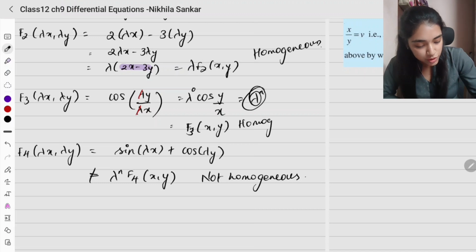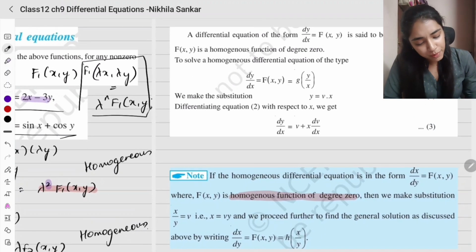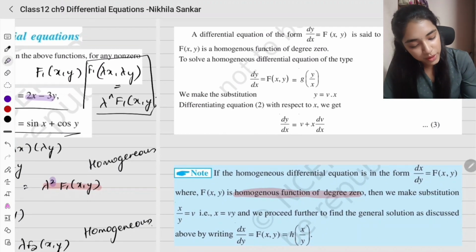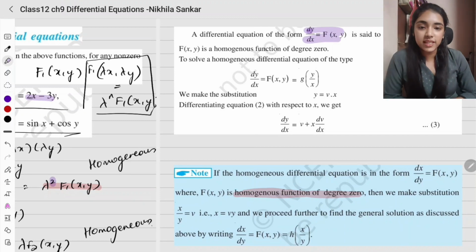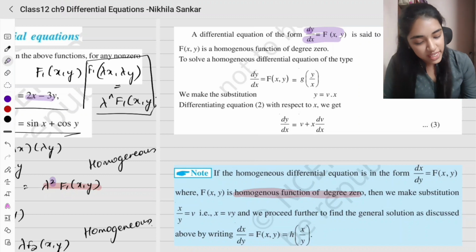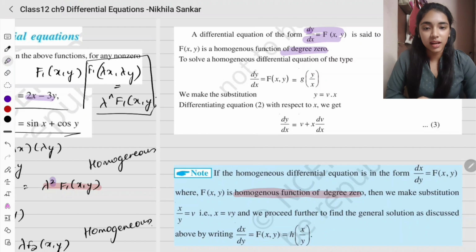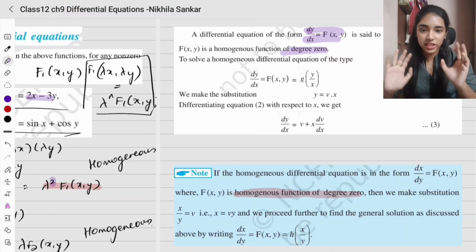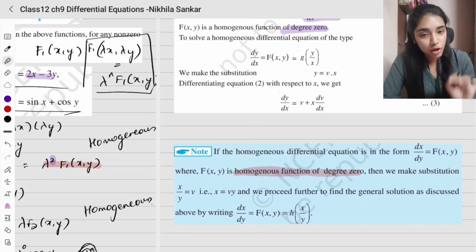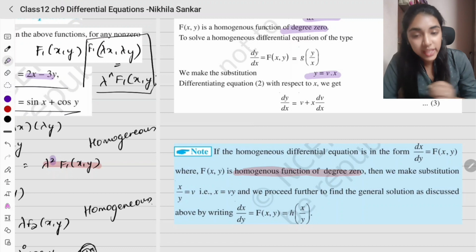Now we are going to solve a question. How do you solve a question? You are going to make such a substitution. You have a differential equation of the form dy by dx equals f of xy. We are dealing with a differential equation. So dy by dx is said to be homogeneous if it is of degree 0, lambda to the power 0. If that comes, your equation is a homogeneous differential equation. Okay, so to solve a homogeneous differential equation we are going to do a substitution. What are we going to do? We are going to put y equals vx.